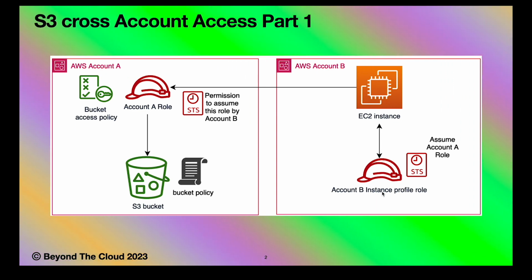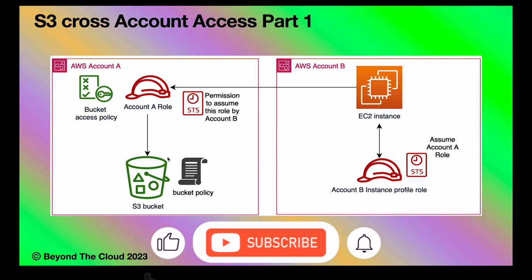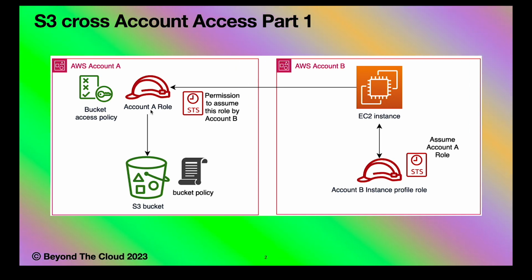How? We will create another instance profile role in AWS account B, and that instance profile role will have a policy to assume the account A role. Whenever the EC2 instance is spun up, we will attach the account B role, that is the instance profile role which has the assume role capability of account A, to this instance. When this instance tries to access this S3 bucket, it will assume the account A role and get access to this S3 bucket. Simple, right? We will see all of it in action right now.